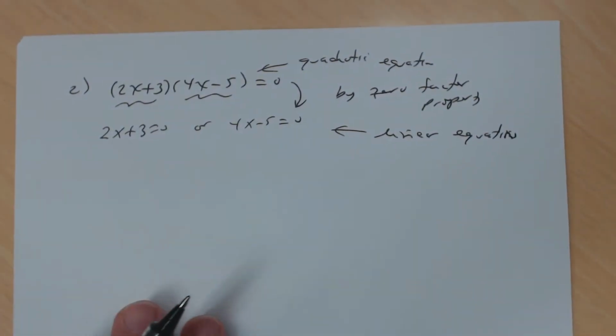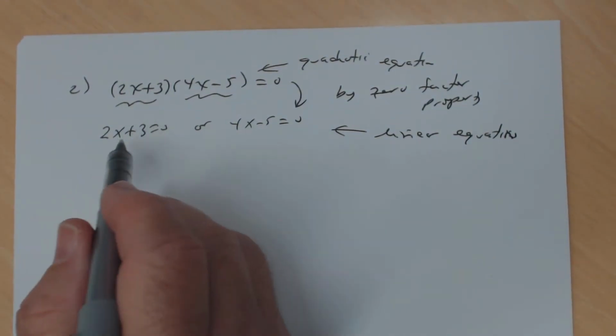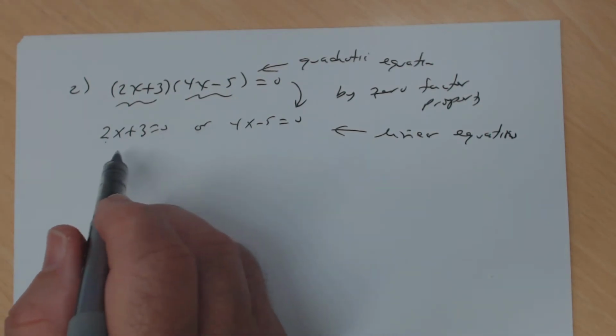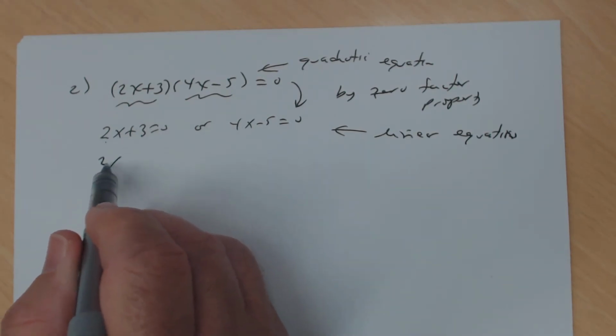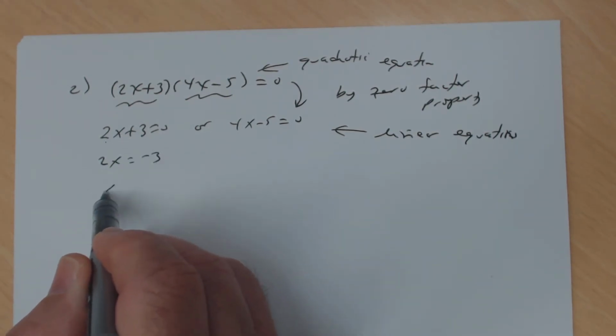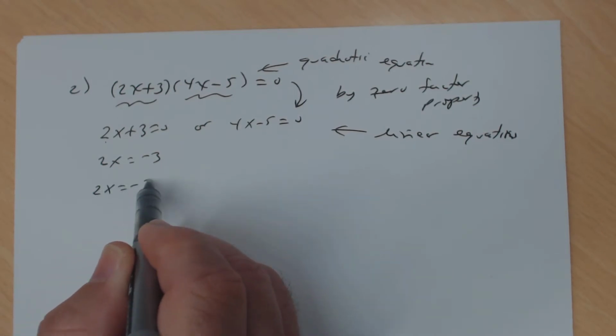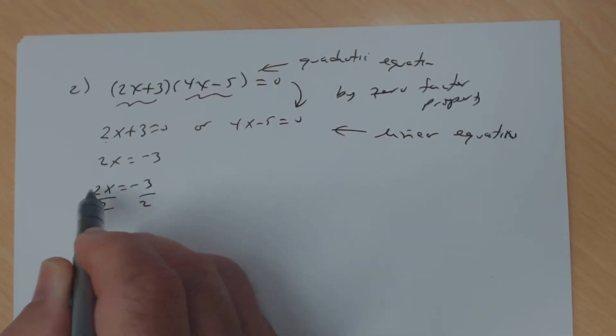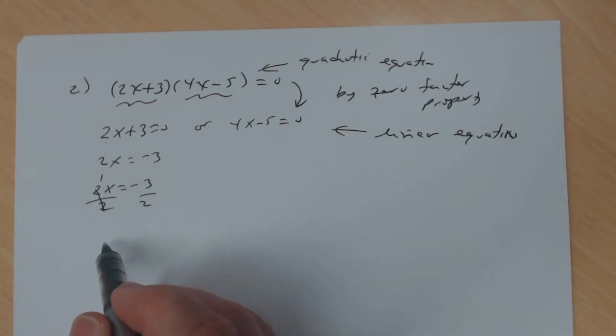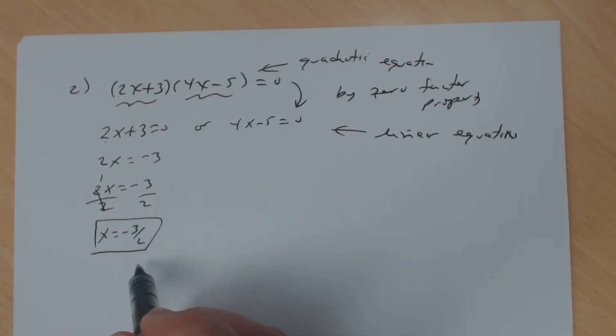And remember, to solve a linear equation, you bring all the variables to one side, constants to the other. So I'm going to get 2x equals negative 3. So remember, 2x equals negative 3. I'm going to have to divide both sides by 2. 2 divided by 2 is 1. So I get x to be negative 3 halves. So that's one of your solutions.